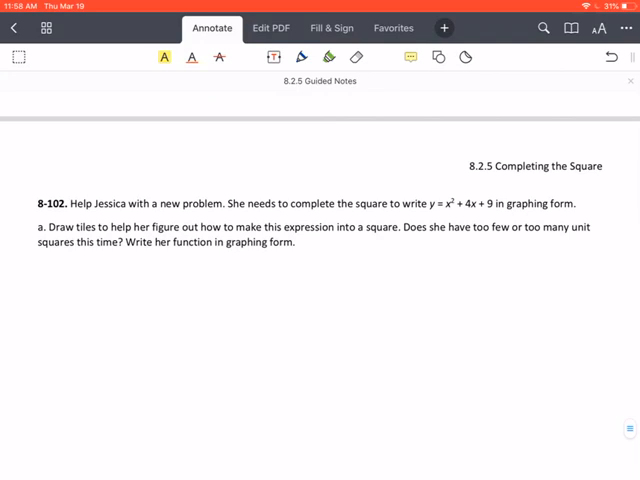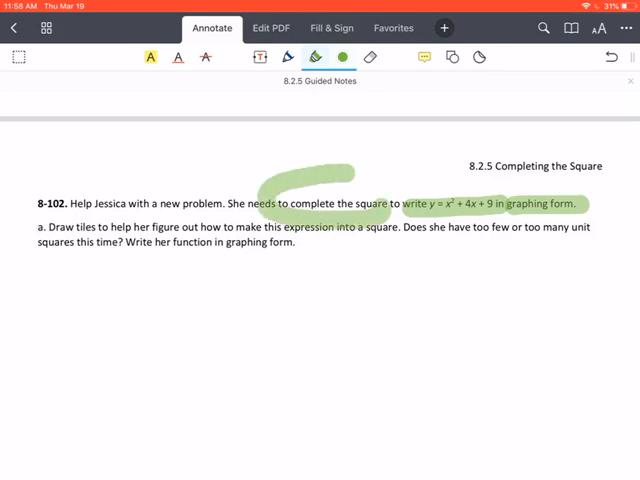So it says Jessica needs to complete the square to write the standard form in graphing form. So again, completing the square is how we rewrite something in graphing form. Draw tiles to help her figure out how to make this expression into a square. Does she have too few or too many? Well, we just learned the process of completing the square, so let's go ahead and complete the square.